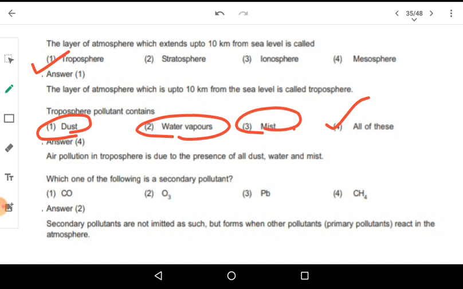Which one of the following is a secondary pollutant? Secondary pollutant means they have no direct contact with the atmosphere. Carbon monoxide has direct contact, so it is a primary pollutant. Ozone does not have a direct contact, but it converts the other compounds such as NO2. We have seen it is converted into NO3 minus, and this NO3 minus causes more pollution. So this is a secondary pollutant. Lead and methane, on the other hand, are primary pollutants.